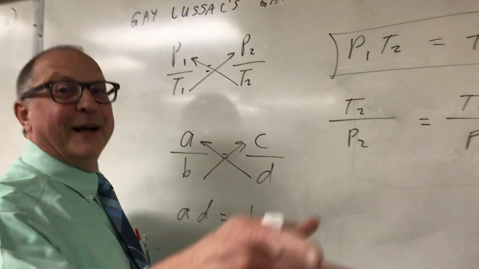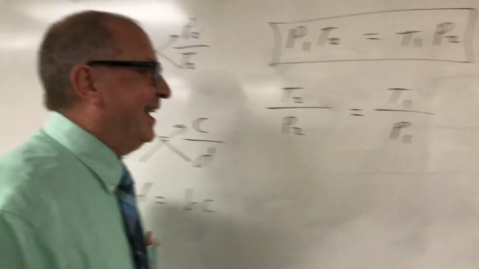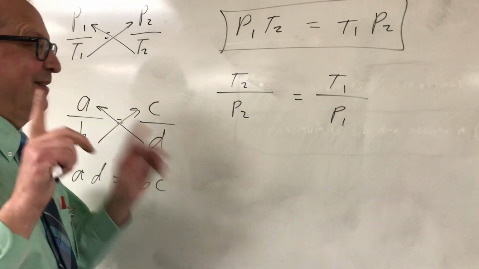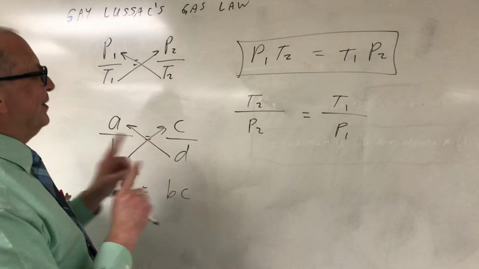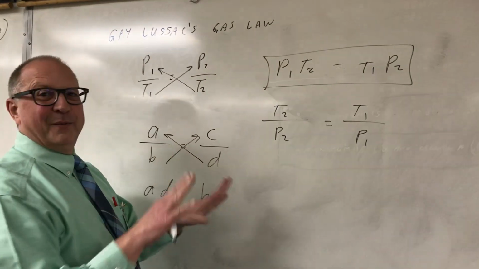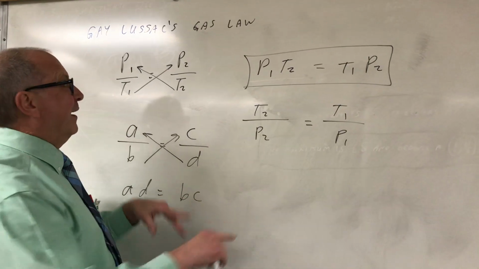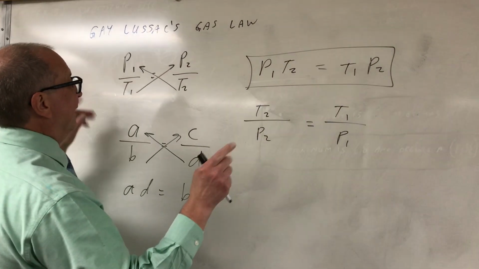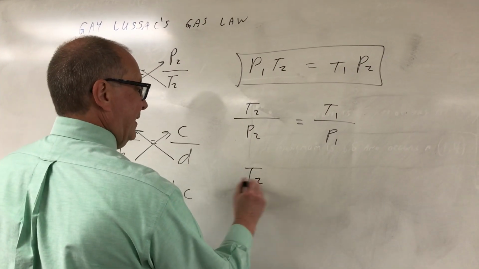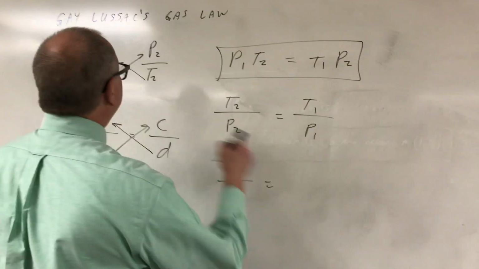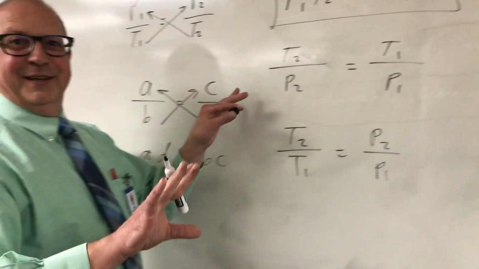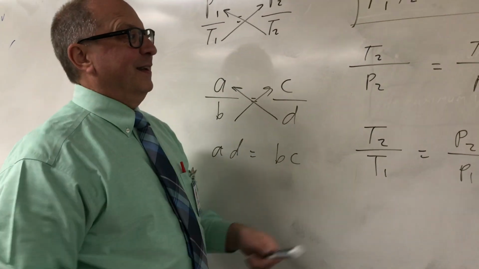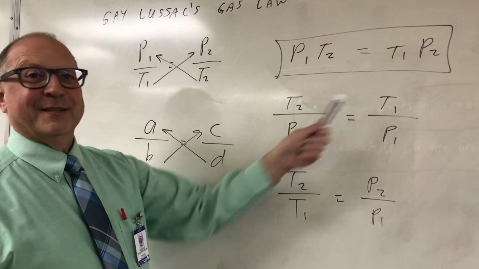Yeah, right. Okay, see, she's getting it. Not just the cameraman, okay? Now, what we can do is we can move it any way we want. So I could switch this around, okay? So I can actually make this T2 over T1 equal P2 over P1. See, a lot of options here, aren't there? But the bottom line is, you multiply this and this and this and this.